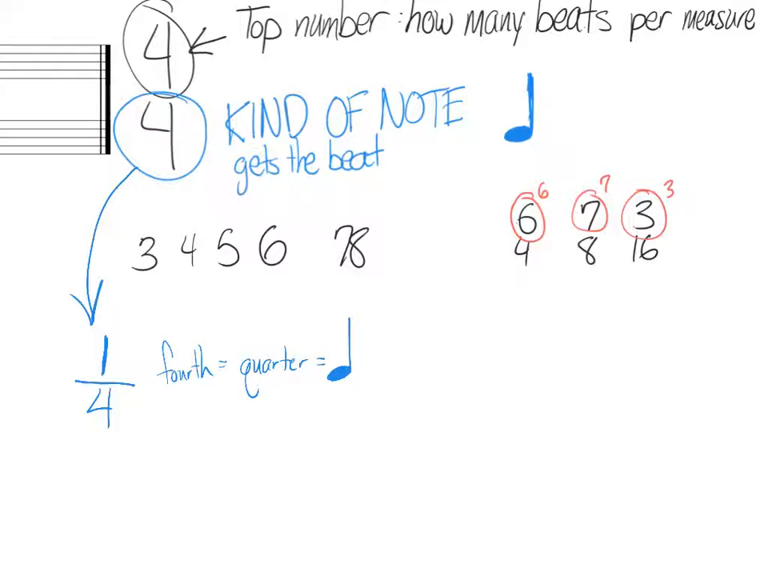So we'll look at some other examples. Let's say I have a 4/8 as my time signature. So we're going to take that 8, that bottom number, and figure out what that means. Make it into a fraction where we put 1 on the top and the bottom number on the bottom. 1/8. And that's pretty easy. That's an eighth. So an eighth note gets the beat.